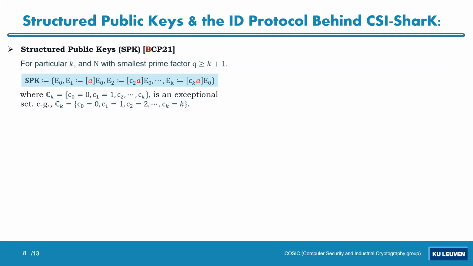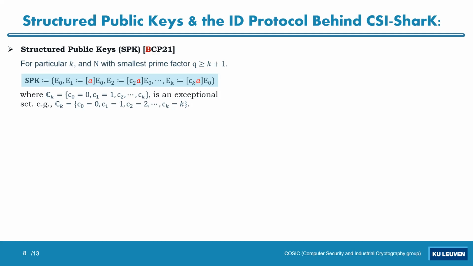So yeah, we started with the ID protocol behind CSI-FiSh. We started to modify it. So what was our modification? Recently, in a different paper, we introduced structured public keys. What a structured public key is, basically, is the public key of CSI-FiSh, but instead of generating it with many different secret keys, we just sampled one secret key, and we used some exceptional set. We will say why they are important.